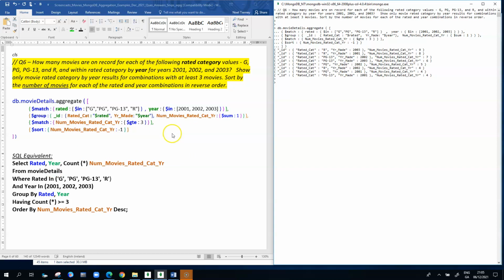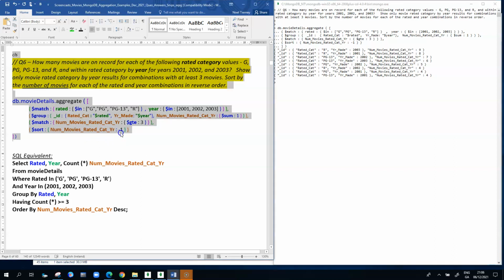The important thing, as I said, is if you use good labels when you're naming the fields in the output, it helps you to clarify what's going on. Now, in this case, the sort stage is interesting, where I'm sorting by the number of movies rated cat year. That's straightforward. But what if I wanted to sort it by either the rated value or the year med value? The next example will illustrate that.